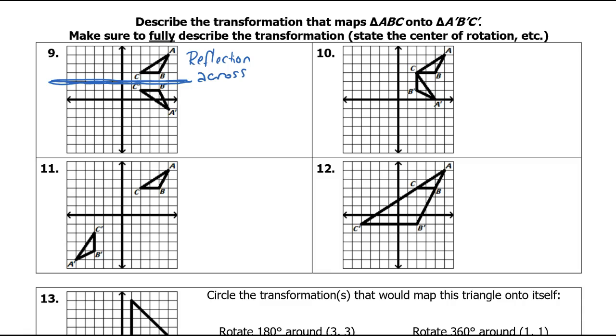So then we just have to name that line. Since it crosses the y-axis, but not the x-axis, that's simply the line y equals 2, and we're finished.